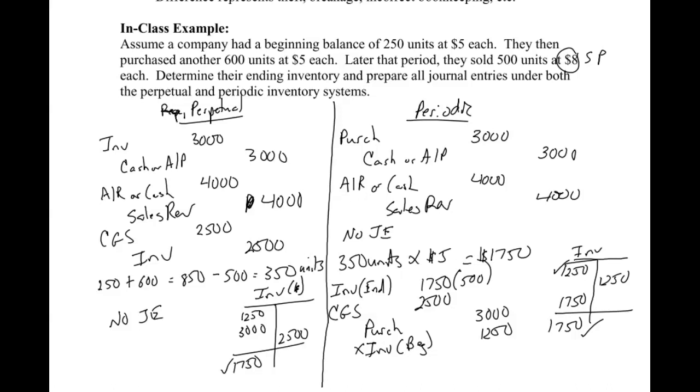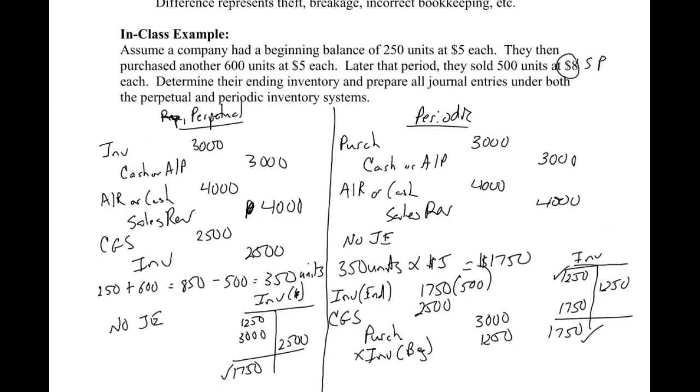All right. So this is just an example of perpetual versus periodic. Okay. So that's something to keep straight. Just remember, perpetual is a running total. Periodic, we just do it once per period at the end of the period.